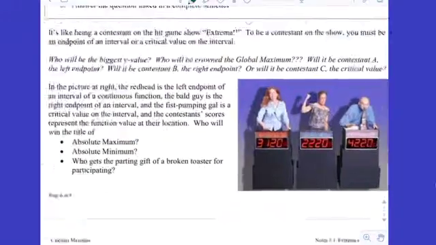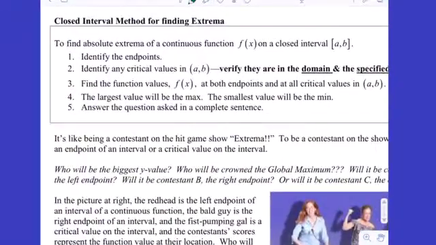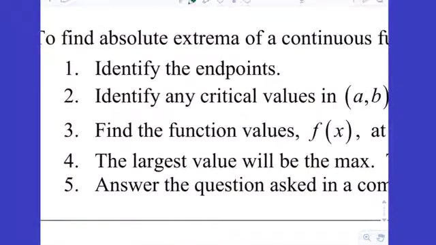So now we're going to set off to find the absolute extrema, not from a graph or from generating a graph, but from doing what's called the closed interval method for finding extrema. So here's what we're going to do. To find the absolute extrema of a continuous function on a closed interval, to find the values guaranteed by the EVT, we're going to identify the endpoints.